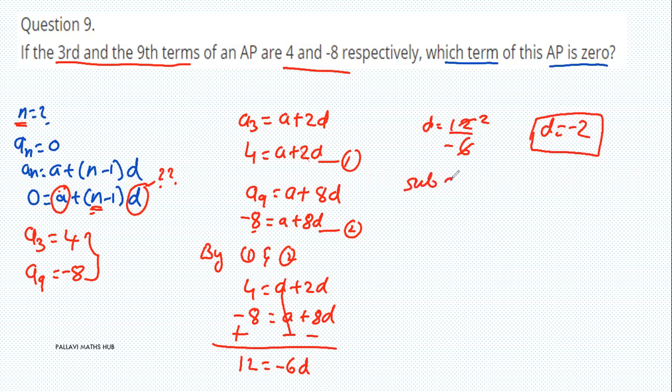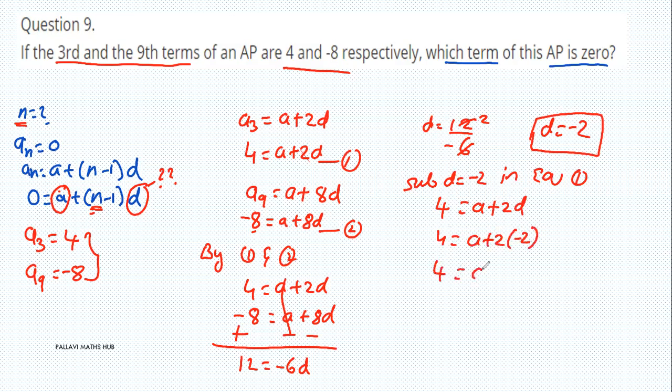Substitute D is equal to minus 2 in equation 1. Equation 1 is 4 is equal to A plus 2D. 4 is equal to A plus 2 into the D value, which is minus 2. 4 is equal to A plus minus 2 twos are 4. So 4 plus 4 is equal to A. A is equal to 4 plus 4 is 8. Yes, you got A is equal to 8 and D is equal to minus 2.